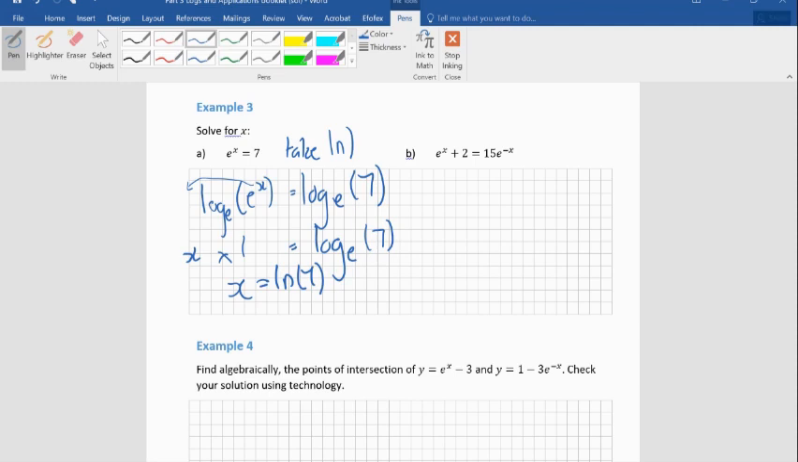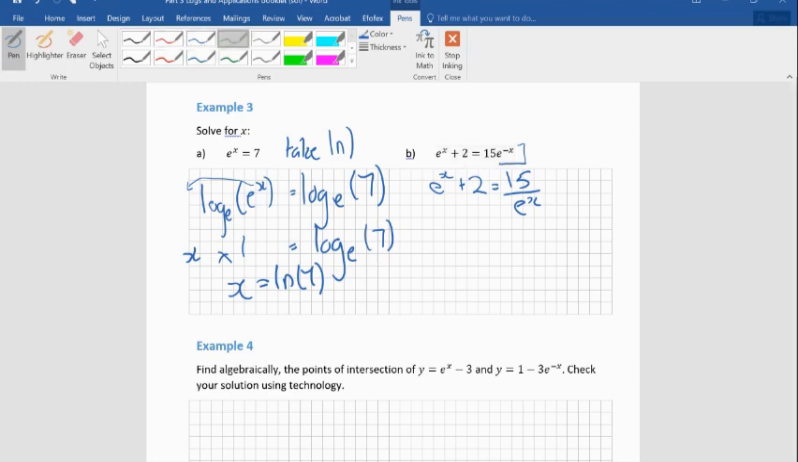I hope that's okay. This next question is quite a little challenge. It's hard to spot. Most people can't spot what to do with it, but it actually becomes a quadratic. I think the easiest way to spot that it is a quadratic is if I write this second part as a positive indice.